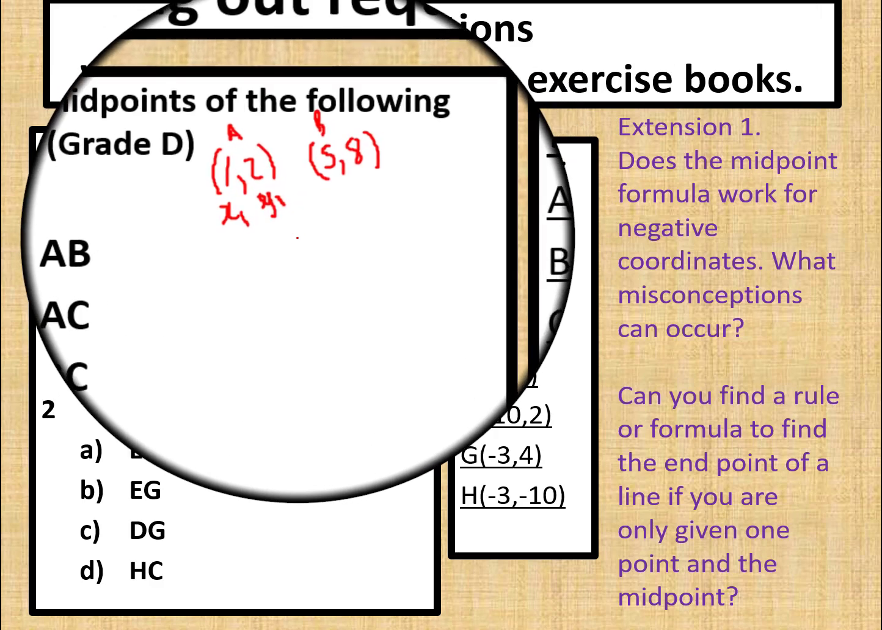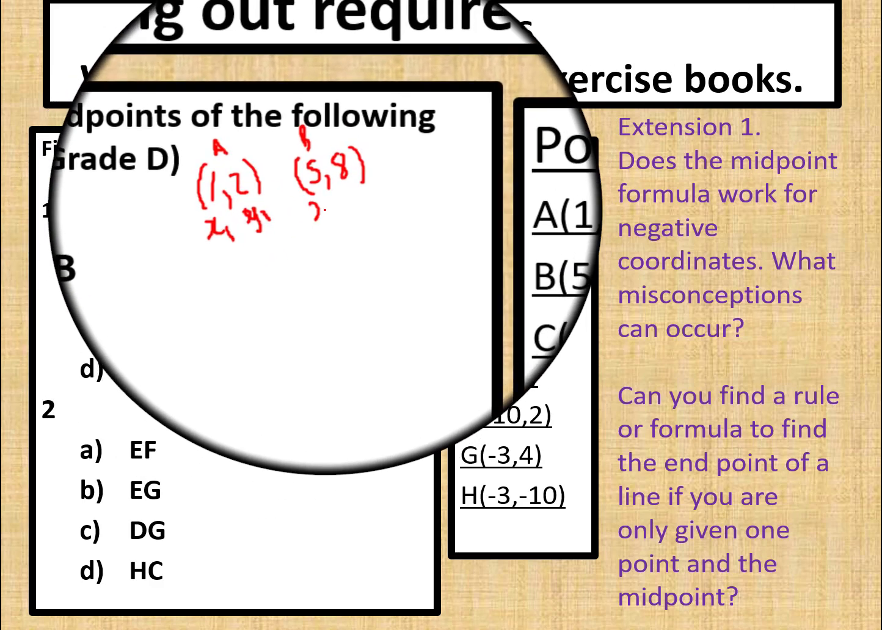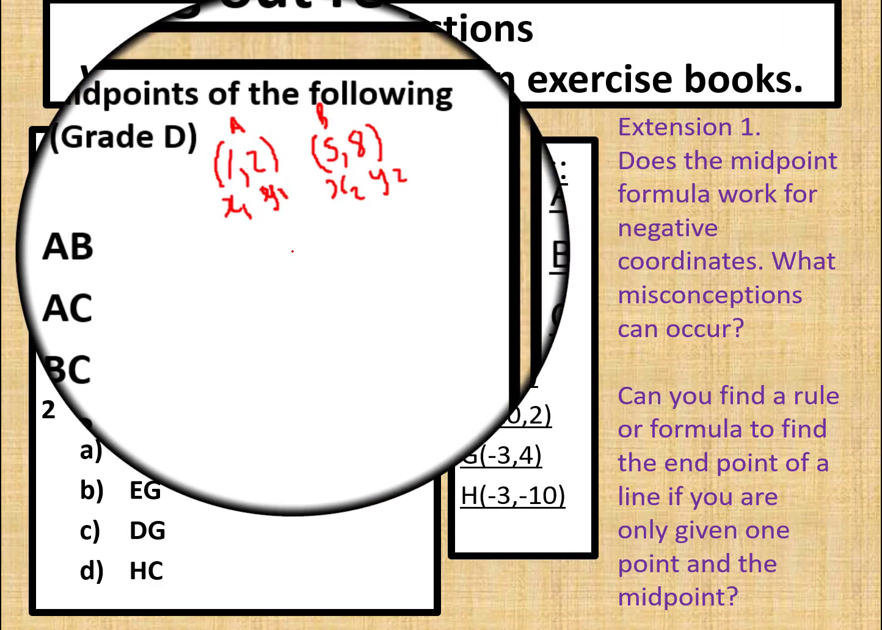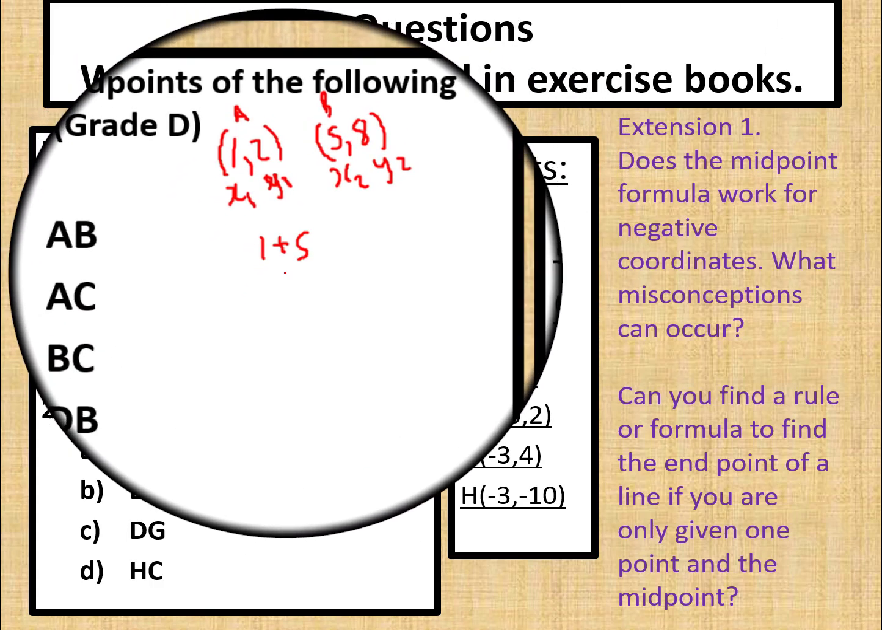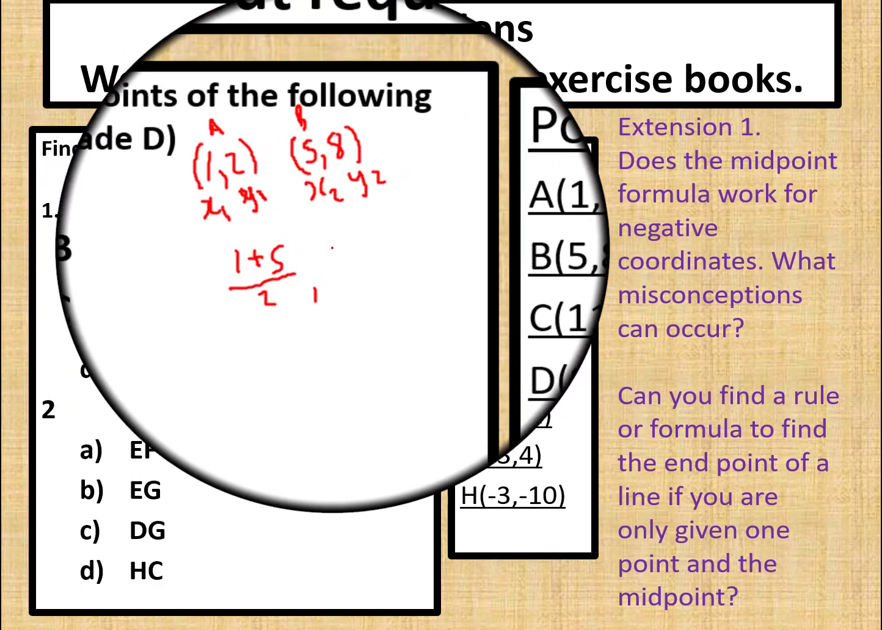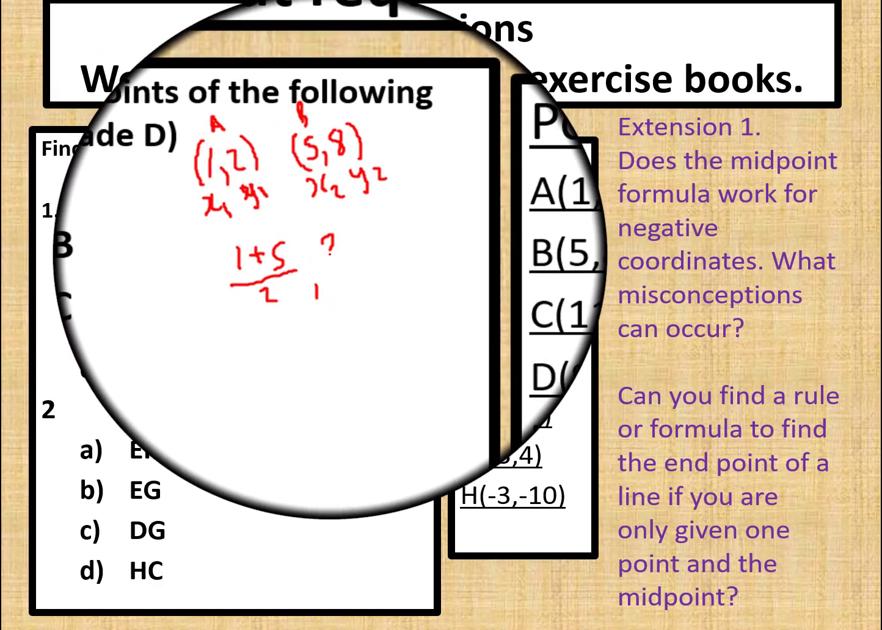So I'm going to use the formula x1 plus x2. So x1 is 1, x2 is 5. 1 add 5 divided by 2, plus 2 add 8 divided by 2.